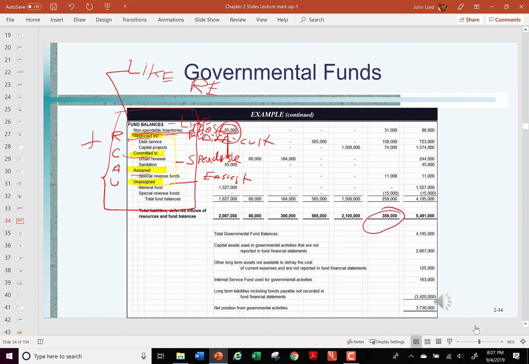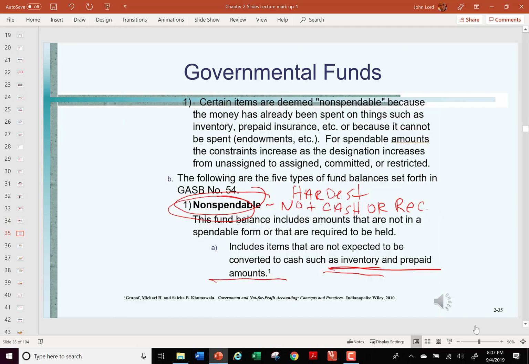Okay? Now, our spendable are going to be constituted of cash and receivables. We still consider them spendable, right? But if we put some sort of constraint on them, then we have to call them out as restricted is the most difficult, then committed, then assigned, then unassigned, right? Okay? Okay, good. Now, when you look at this next slide, then, non-spendable is the hardest to spend, not cash or receivables. Example, we've seen inventories. I gave you the example of prepaids, right? Can't spend them like cash.